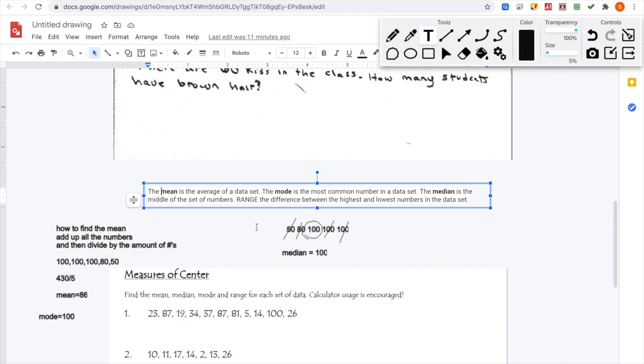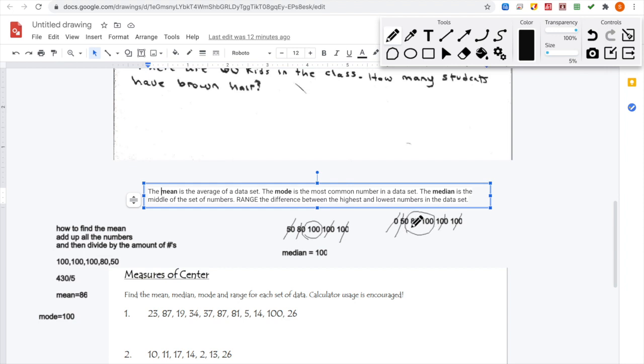Now I want to give y'all another example just to show y'all what it would look like if there's a different amount of numbers. We're going to add in a 0. So let's say you got 0, 50, 80, 100, 100, 100. In this case, we would cross off the lowest, cross off the highest, cross off the lowest, cross off the highest. But now we have 2 left in the middle.